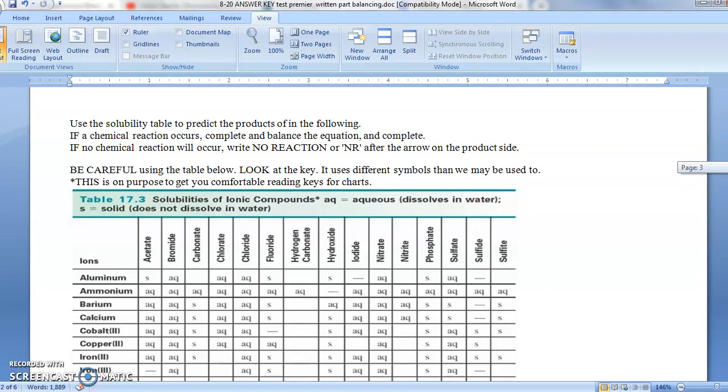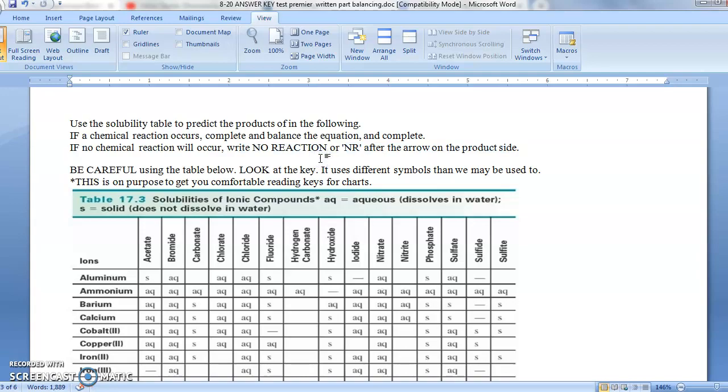We're going to move on now to the next page of our review. And on this one, we're going to be dealing with precipitation reactions, double displacement reactions. In this one, we have to predict. They're asking us to predict what's going to happen in the reactions. If a chemical reaction occurs, we're supposed to complete the reaction and balance it. If a reaction cannot happen, then we write no reaction.